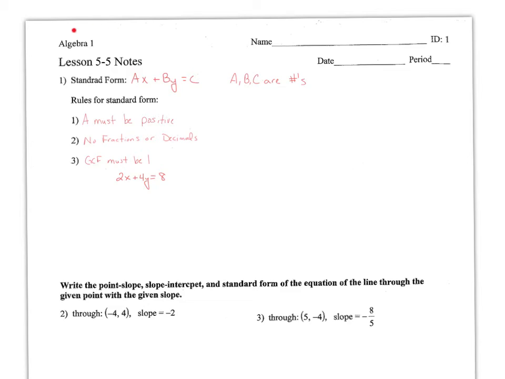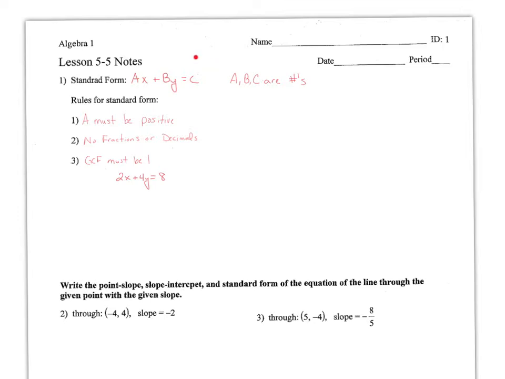Okay, this is going to be lesson 5.5. And what we're going to be working on is what's called standard form. So this is going to be the third and final form of a linear equation. Okay, so we have done slope-intercept, y equals mx plus b, and we have done point slope, y minus y1 equals m times the quantity of x minus x1. So now we're going to be working on standard form.